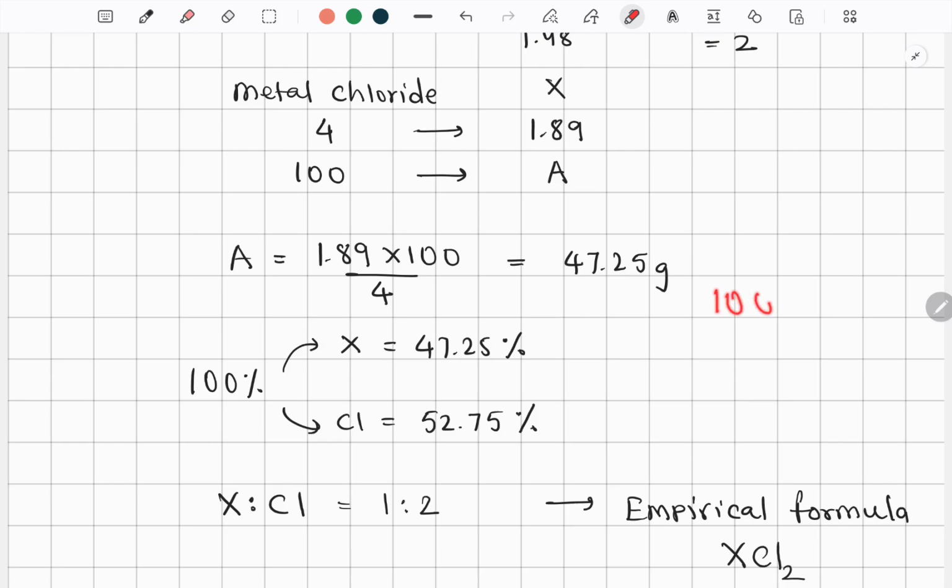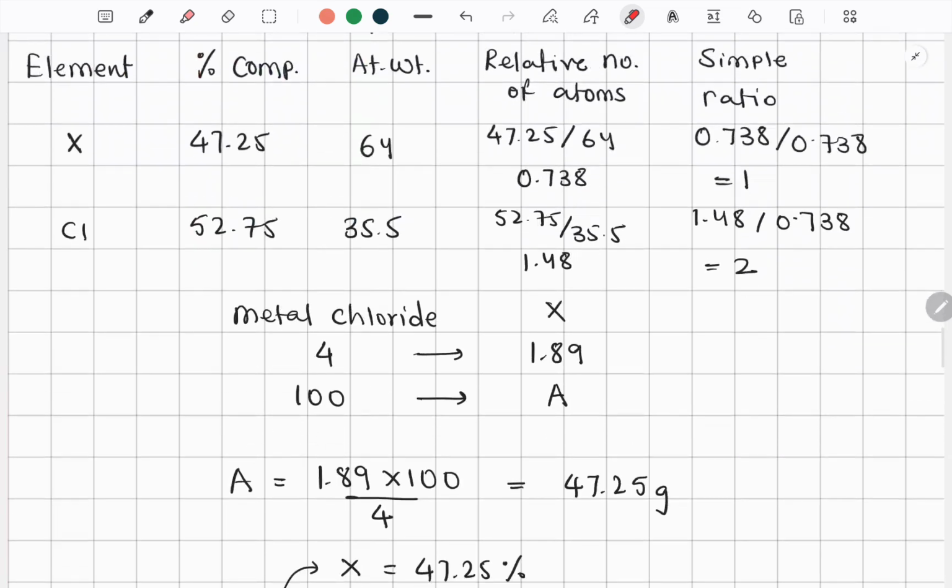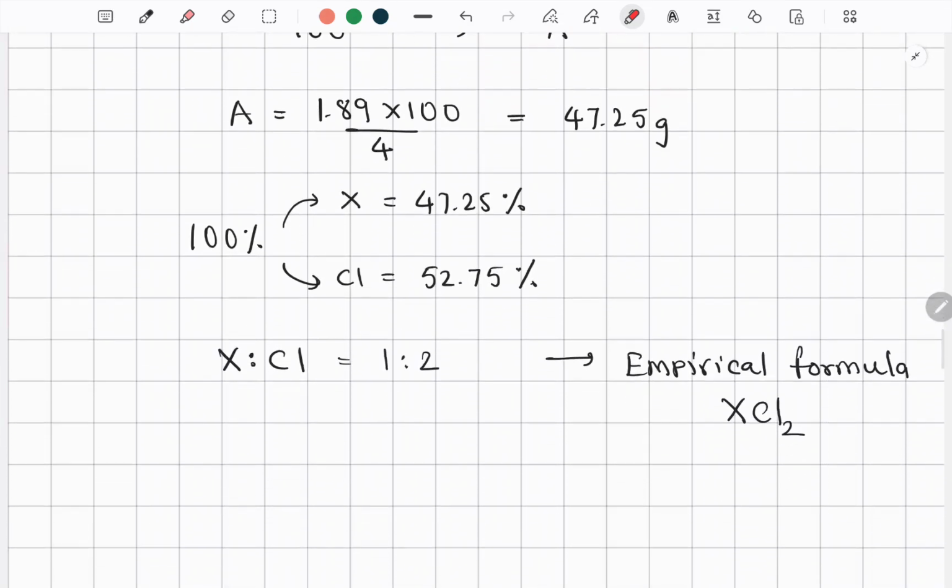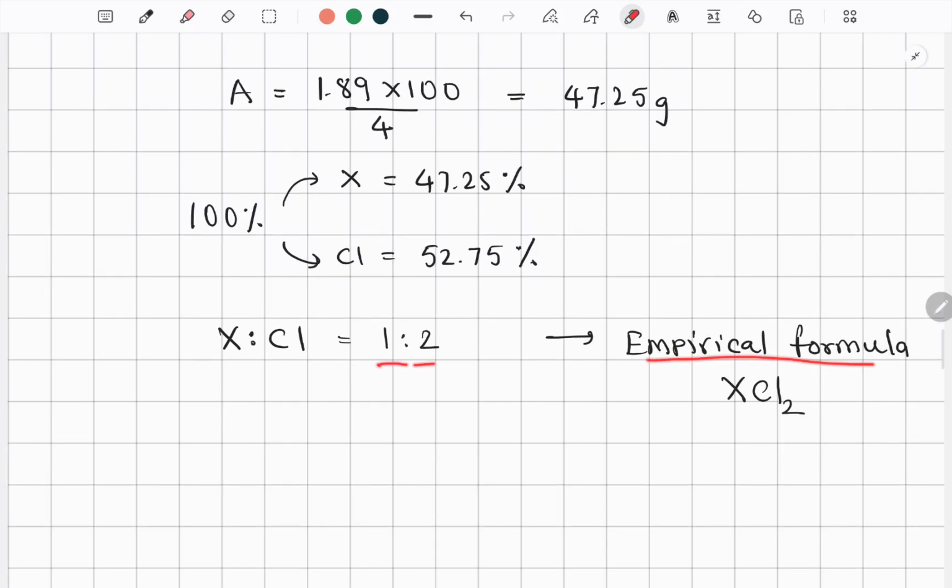How did we calculate it? It was very simple. Out of 100%, we subtract 47.25 and get 52.75. Then we substituted these values and divided by the atomic weight to get the relative number of atoms. When we divide the relative number of atoms by the smallest digit, we get the simple whole number ratio 1:2, so we could write the empirical formula as XCl2. So this was the answer for this question.